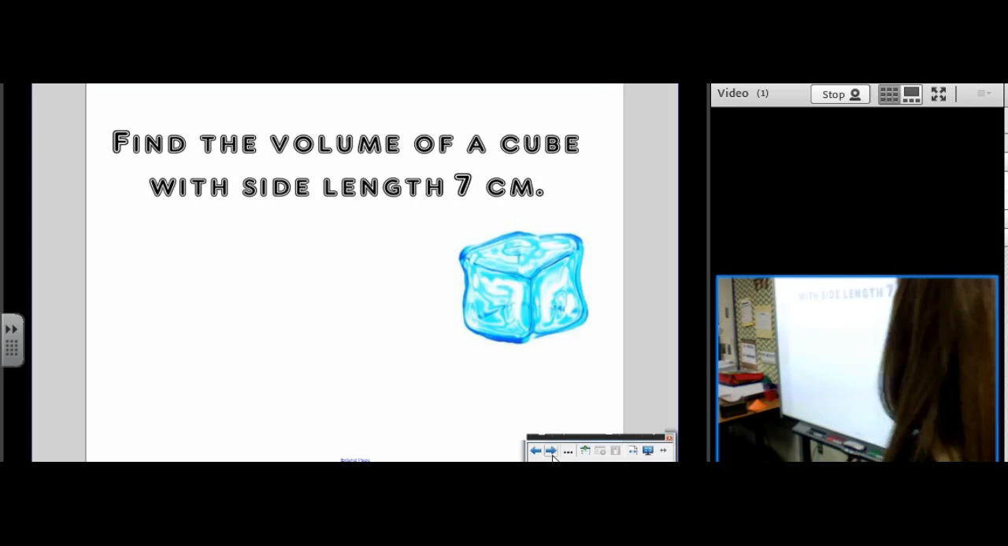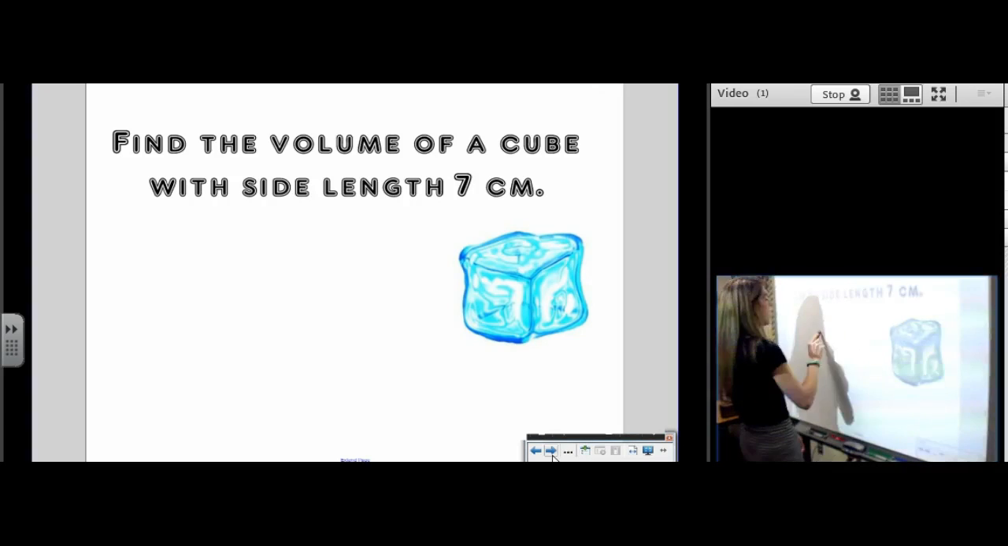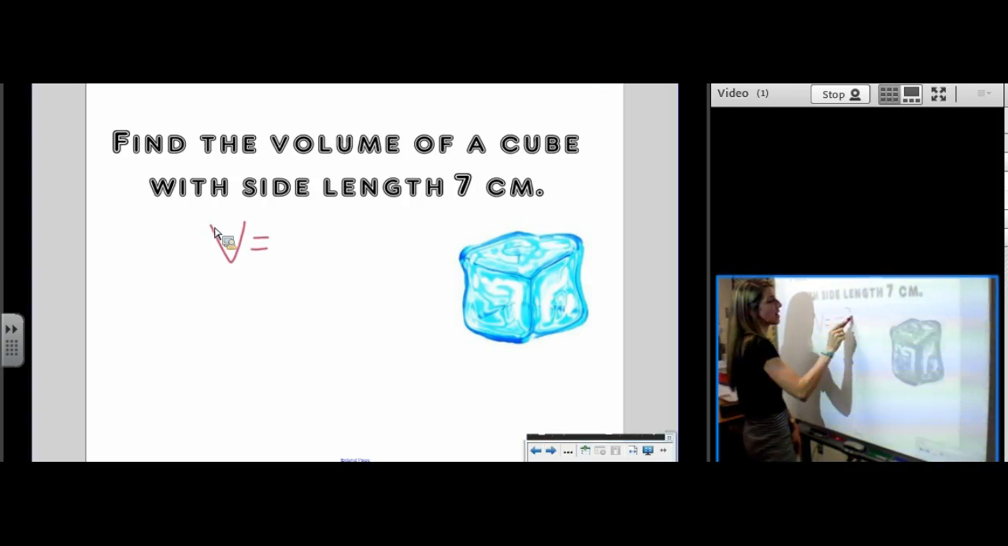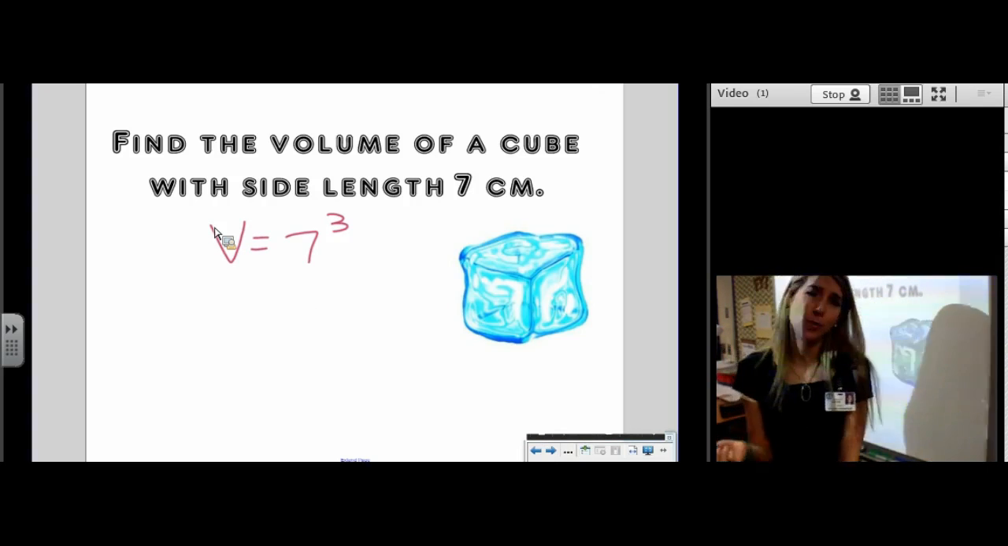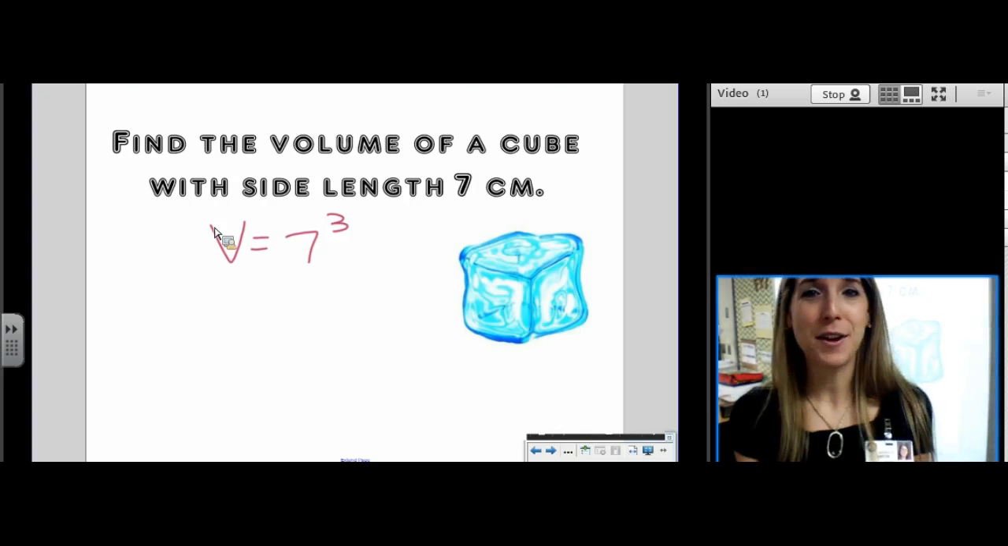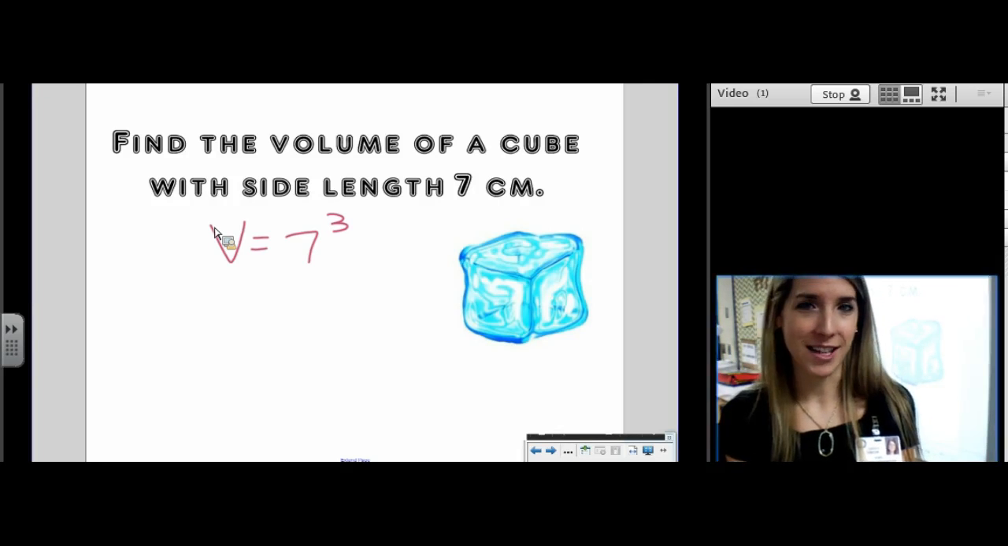All right, so a lot of us know that to find the volume of a cube, you would just take the side and you would cube it. That's where cubed comes from. When you cube something, you're finding the volume of a cube with that side length.